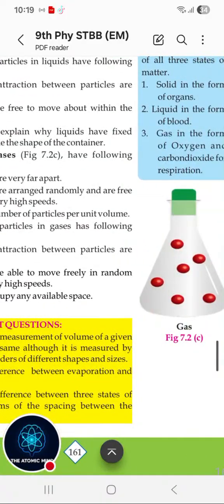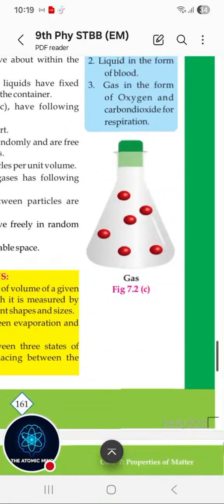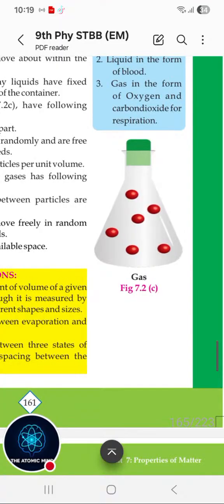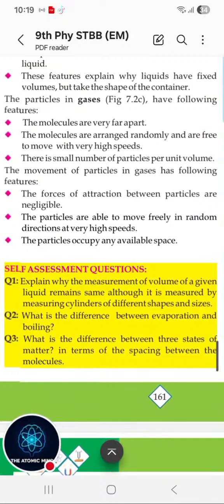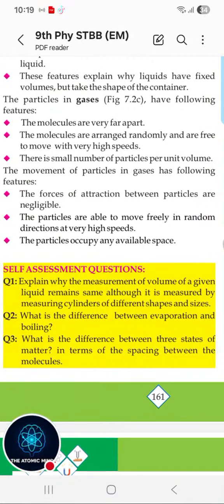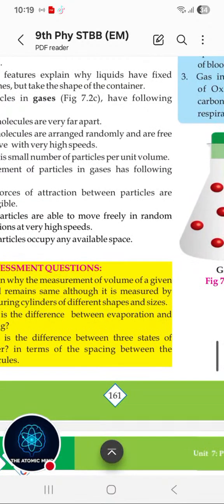The particles in gases have the following features. You can see now particles of gases are moving randomly. They are not close to each other and they are not attracted to each other. They are moving here and there. The molecules are very far apart. The molecules are arranged randomly and are free to move with high speeds.